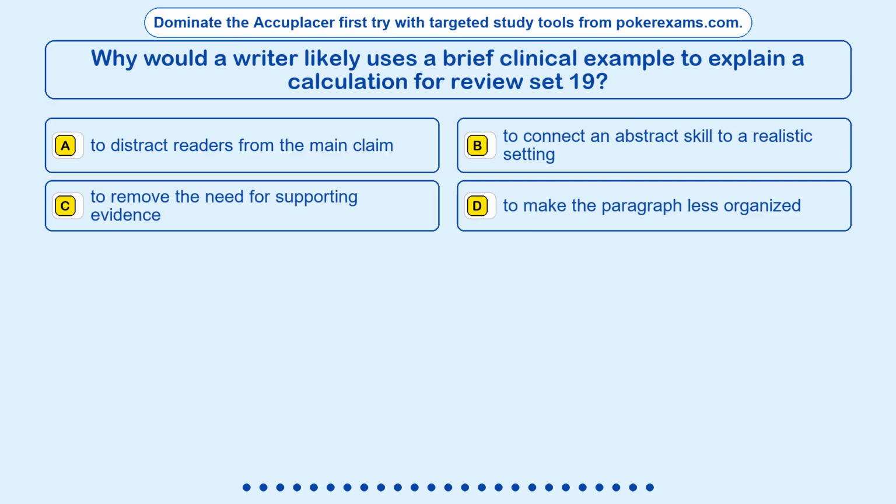Question 16. Why would a writer likely use a brief clinical example to explain a calculation for review set 19? Option A, to distract readers from the main claim. Option B, to connect an abstract skill to a realistic setting. Option C, to remove the need for supporting evidence. Option D, to make the paragraph less organized.